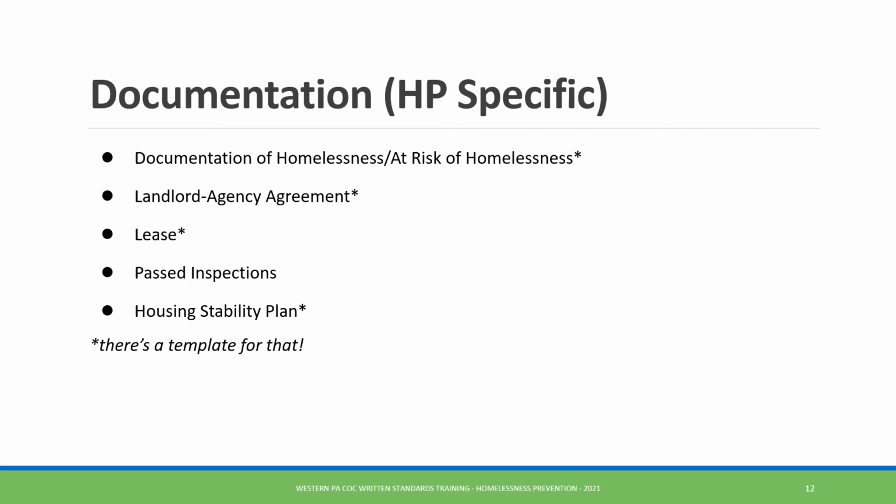Now, switching gears, we are going to talk a minute about the documentation that's needed for homeless prevention projects. Anything that has an asterisk means that there is a template in the supplemental handout for the written standards. So there needs to be documentation of homelessness or at risk of homelessness. The landlord agency agreement is also required. A lease is required that's completely executed. Past inspections and a housing stability plan.